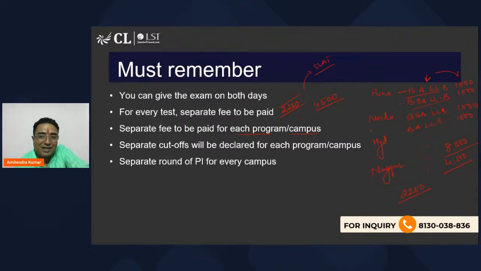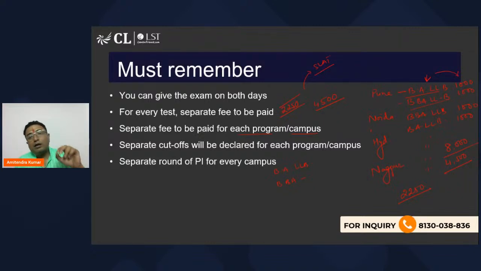Each campus declares separate cutoffs for each of the programs. So for BALLB, there will be a separate cutoff by Pune, by Noida, by Hyderabad, and by Nagpur. Similarly, for BBALLB, each of the campuses will have their own cutoffs. Now, if you apply for both the programs, BALLB and BBALLB, in the same campus, let's say Pune के लिए apply किया है, in that case, what will happen?